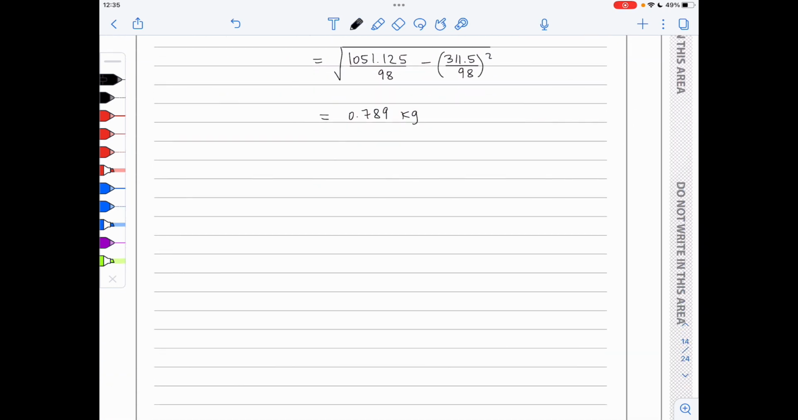We know that the skewness will simply be 3 times the mean, which was found to be 3.18, minus 3.14, the median, over the standard deviation of 0.789. I get an answer of 0.147. I've been told to give my answer to two significant figures, so that's going to be 0.15.